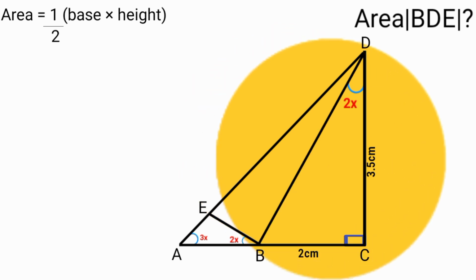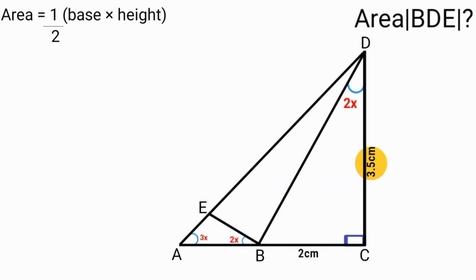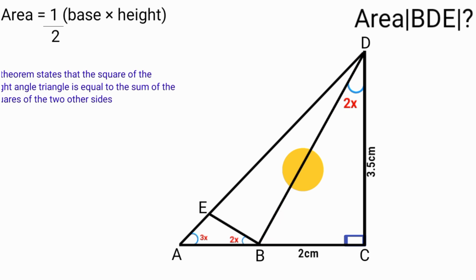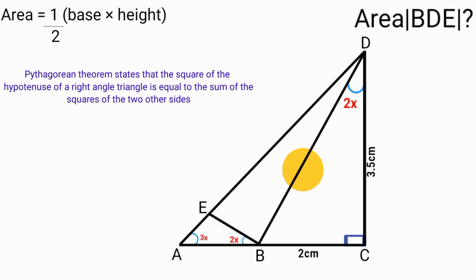Since this triangle BCD here is a right angle triangle, and we have the length of this side as 3.5 centimeters, and this here 2 centimeters, we can use the Pythagorean theorem to find the length of this side here. The Pythagorean theorem states that in a right angle triangle, the square of the hypotenuse is equal to the sum of the squares of the two other sides. Hypotenuse is the side facing the right angle, so this line BD here is the hypotenuse.